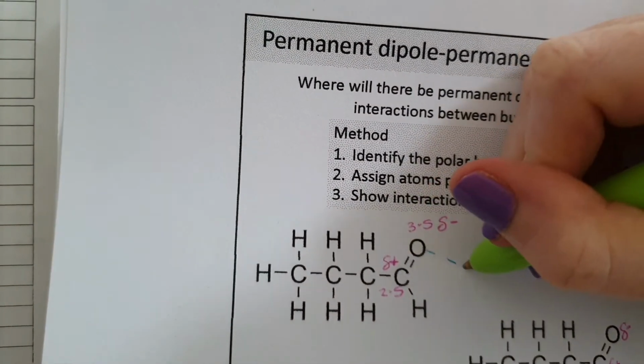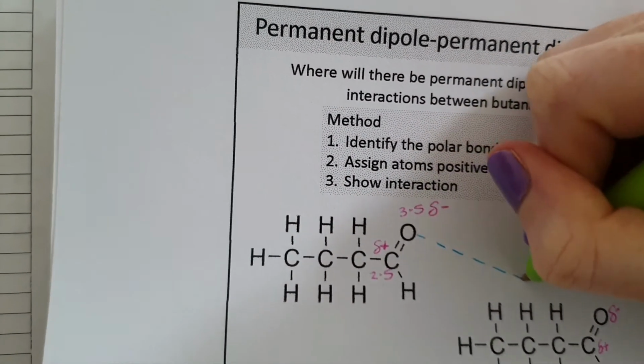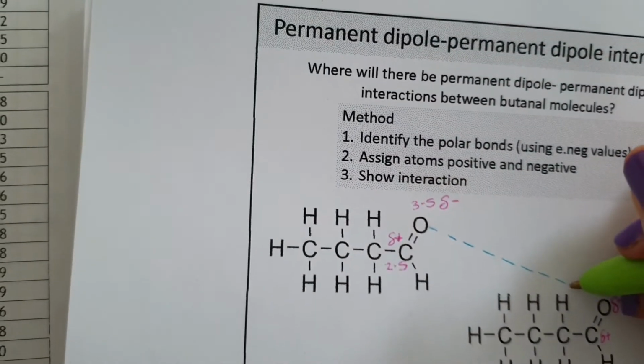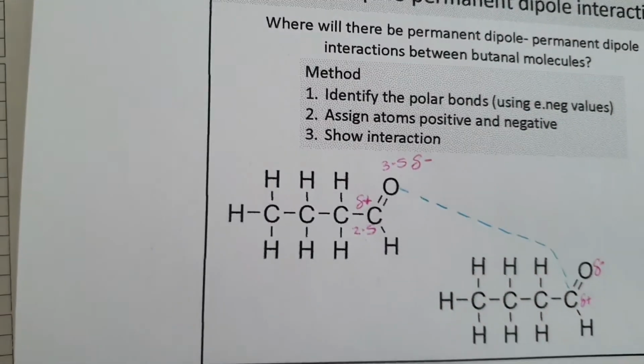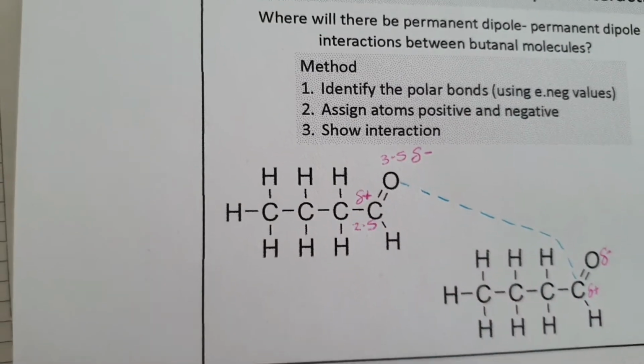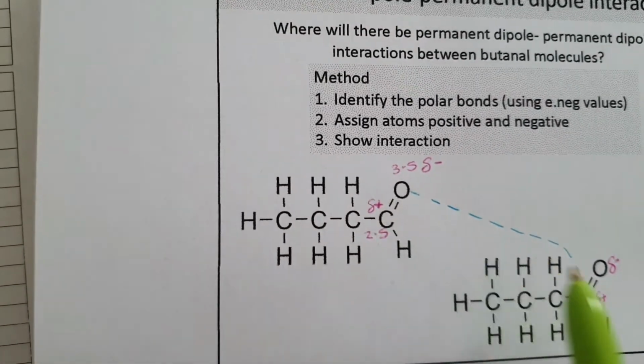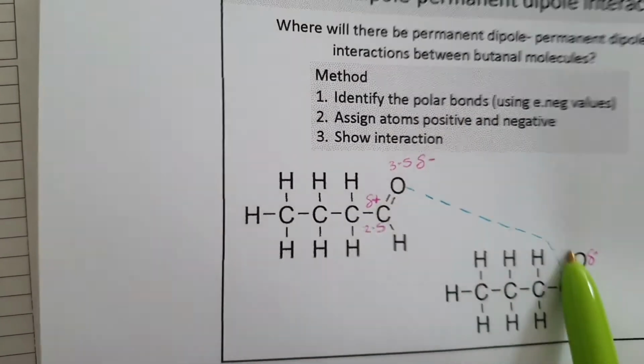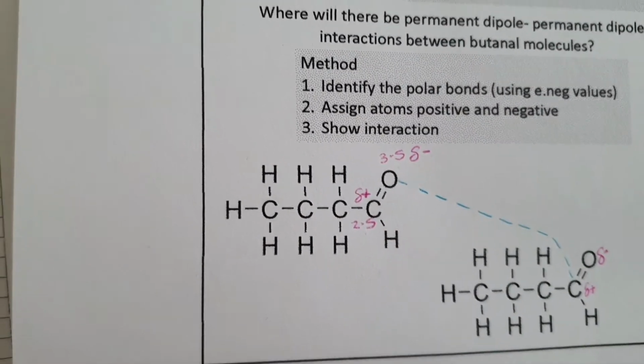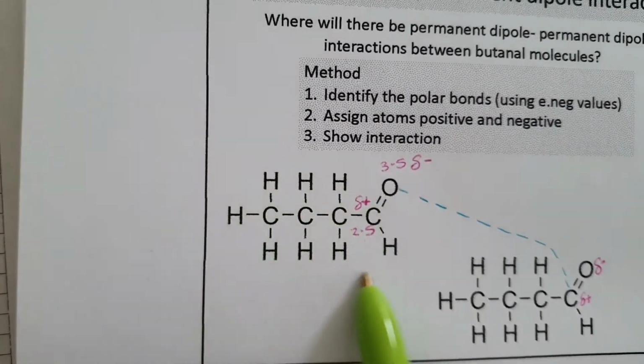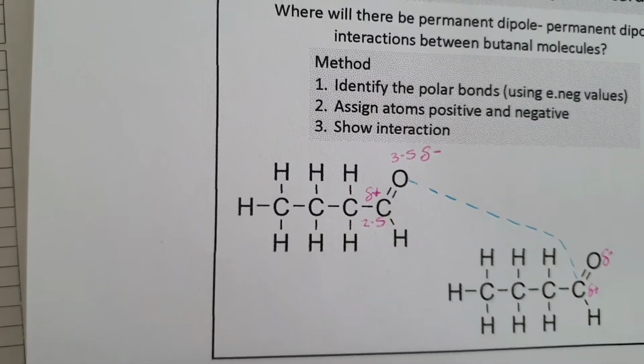So if I do some dots or dashes, and you'll see I'm going for that interaction there, so the O to the C. But you could do that C to that O. You cannot do that O to that O, because that's two negatives. You should not have it going to any of the H's, because that's not the bond we're talking about.